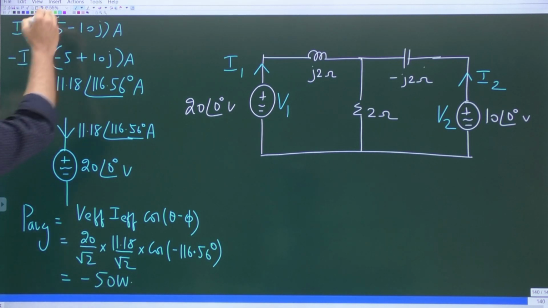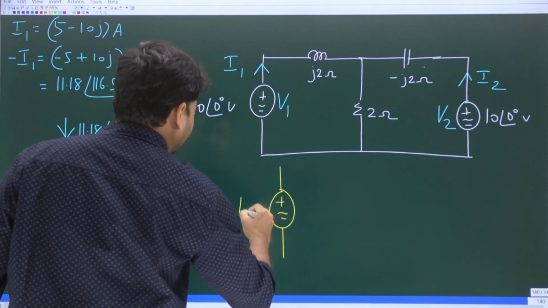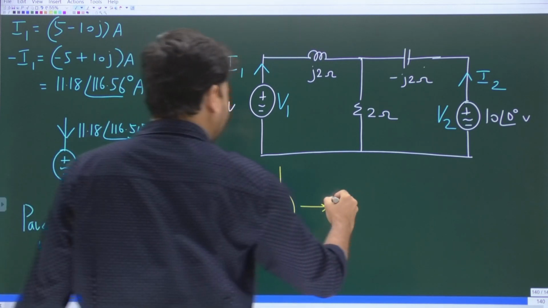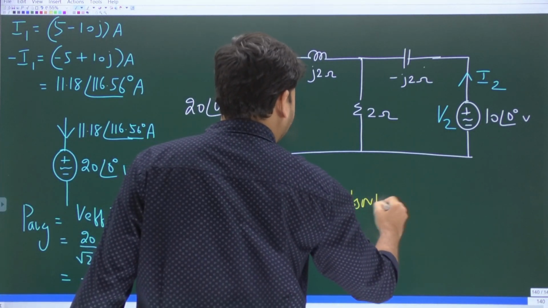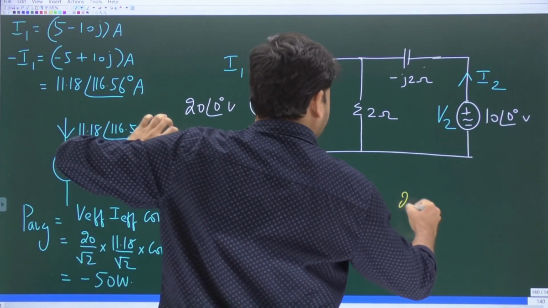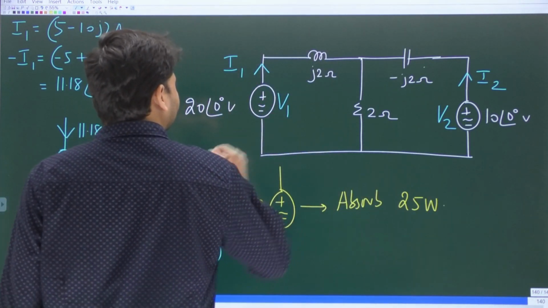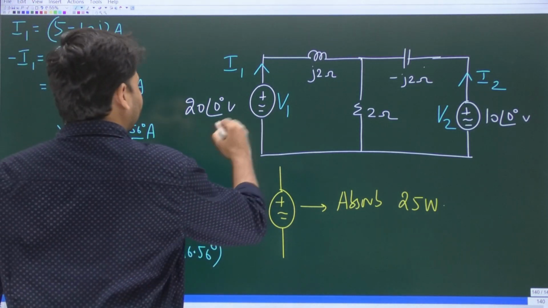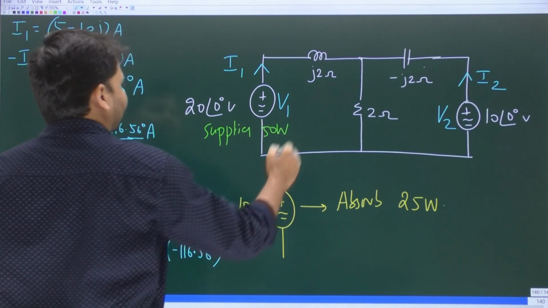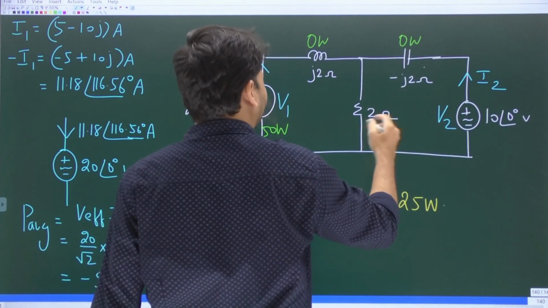So here, you know the 10 at an angle 0 degrees volts, this is going to absorb, not 50, I'm sorry, absorb 25 watts. You understood? That's all. So the final conclusion is what? This one supplies 50 watts. This will absorb 0 watts. This will absorb 0 watts.